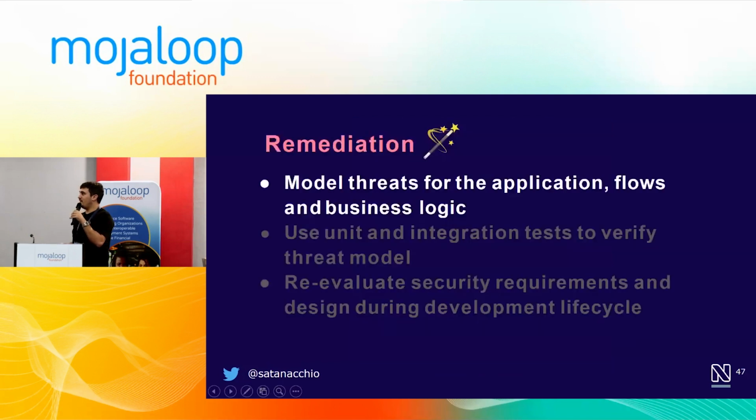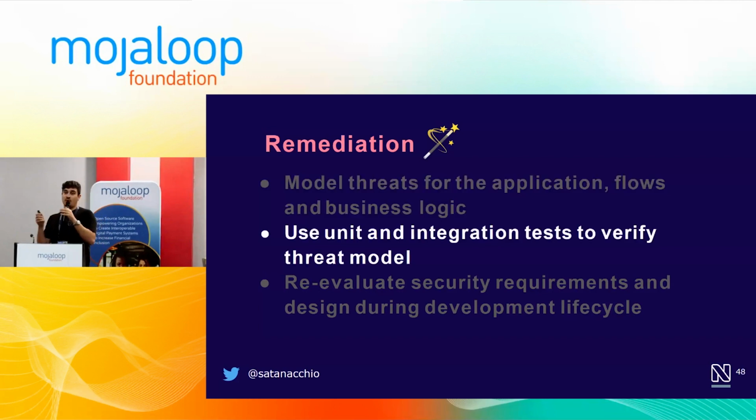So how do we fix this? Model threats is something very important. When we create an application, we need to identify which are the threats that we could be vulnerable to. And this is something that you do before thinking about your architecture. Once you have created your threat model, you want to create unit tests to check that you're actually enforcing the security of your threat models.